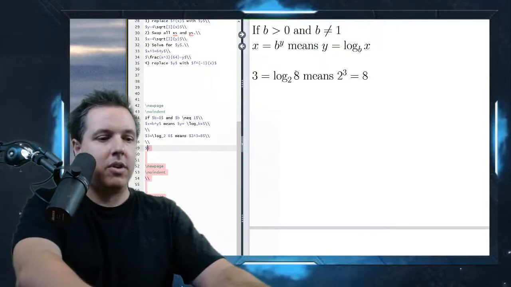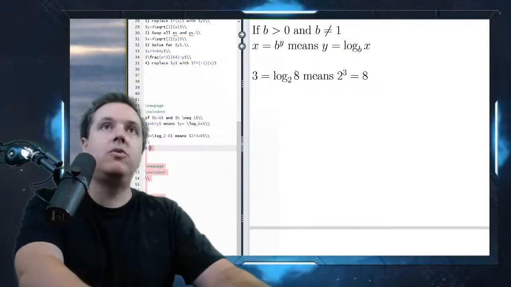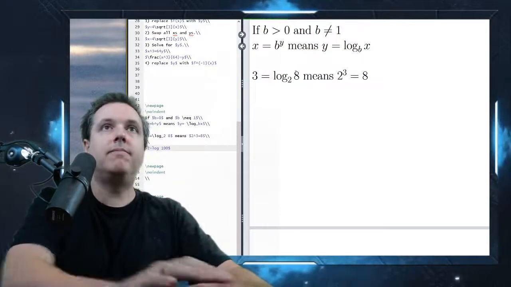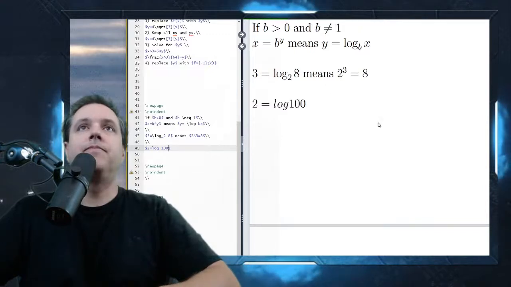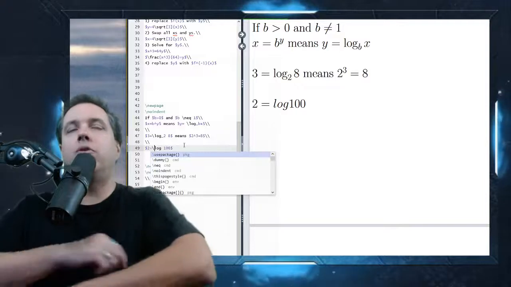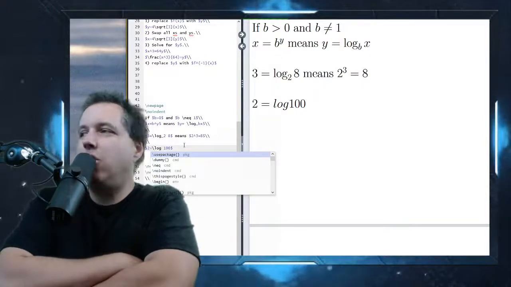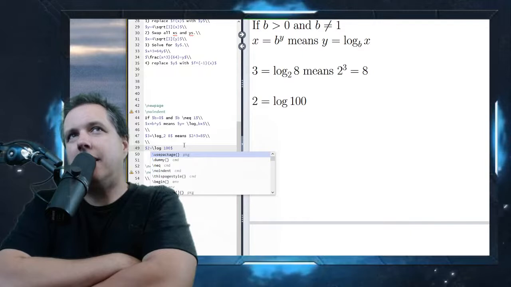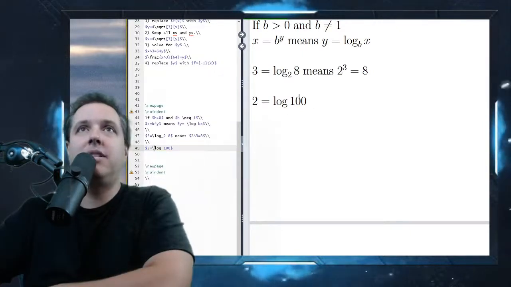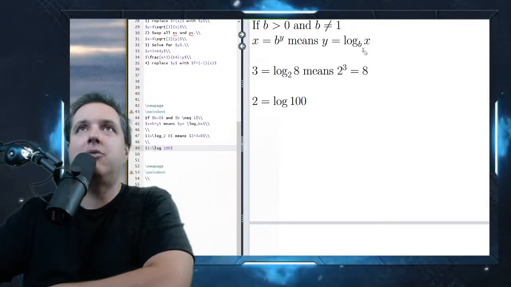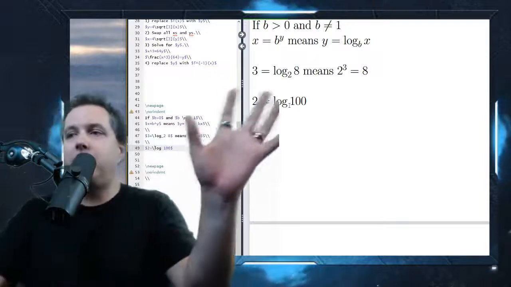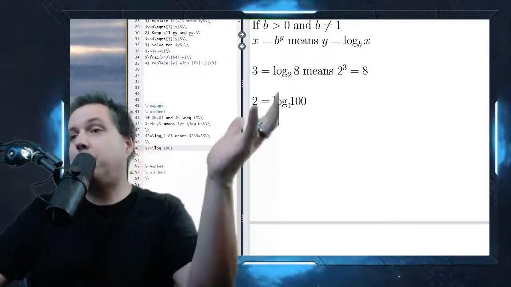Here's an example. 2 equals log 100. And you look at that and you go, it seems like something's missing. Is something missing there? Yeah, that's a good observation. What am I missing from my log 100? I'm missing my base. Where's my base? How do I know what base we're using? Is it base 2? Is it base 3? Is it base 10? The answer is it's base 10.